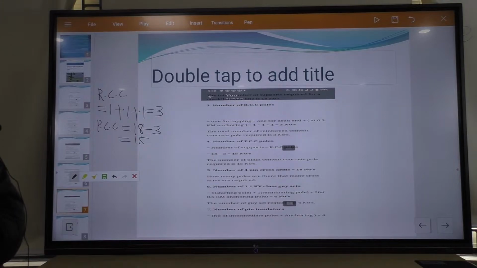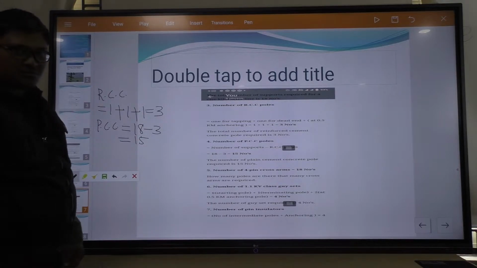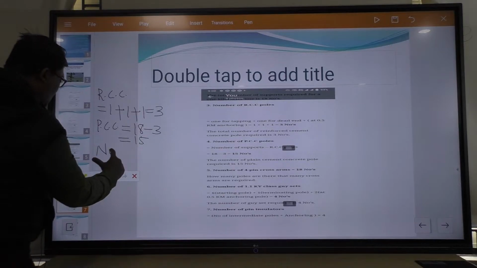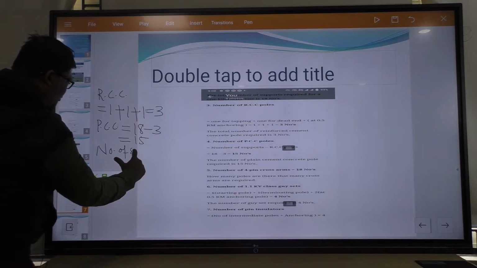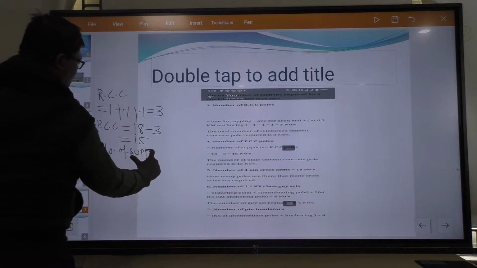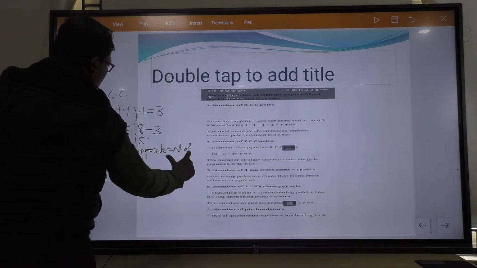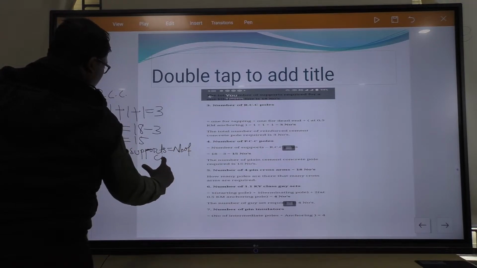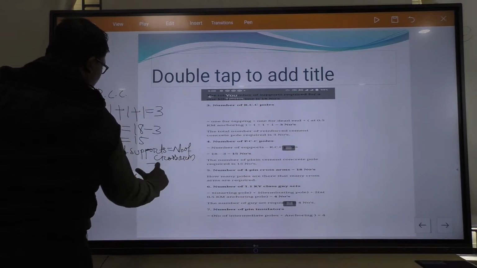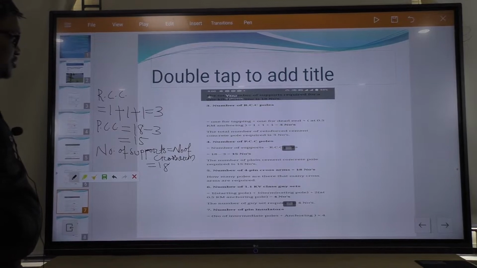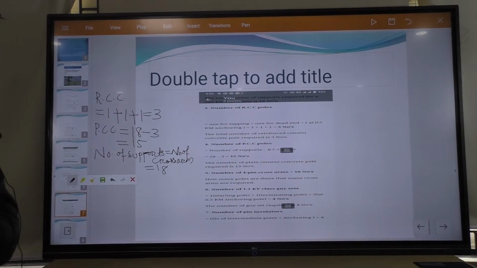Next, number of 4-pin cross arms. Number of supports is equal to number of cross arms, so that is equal to 18.